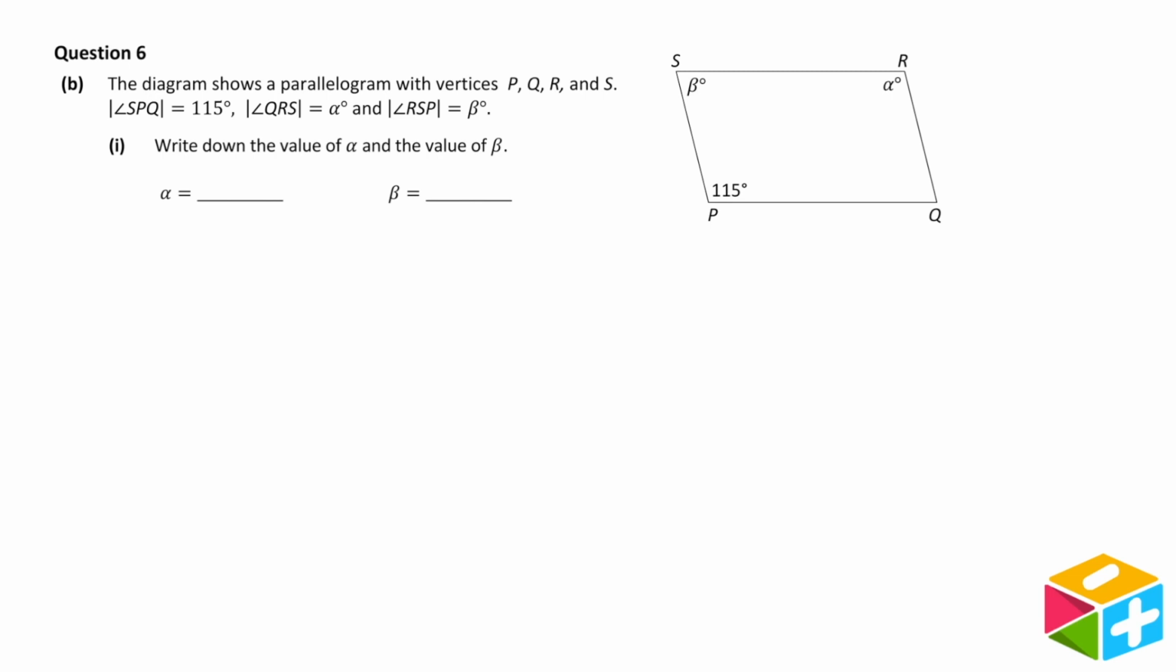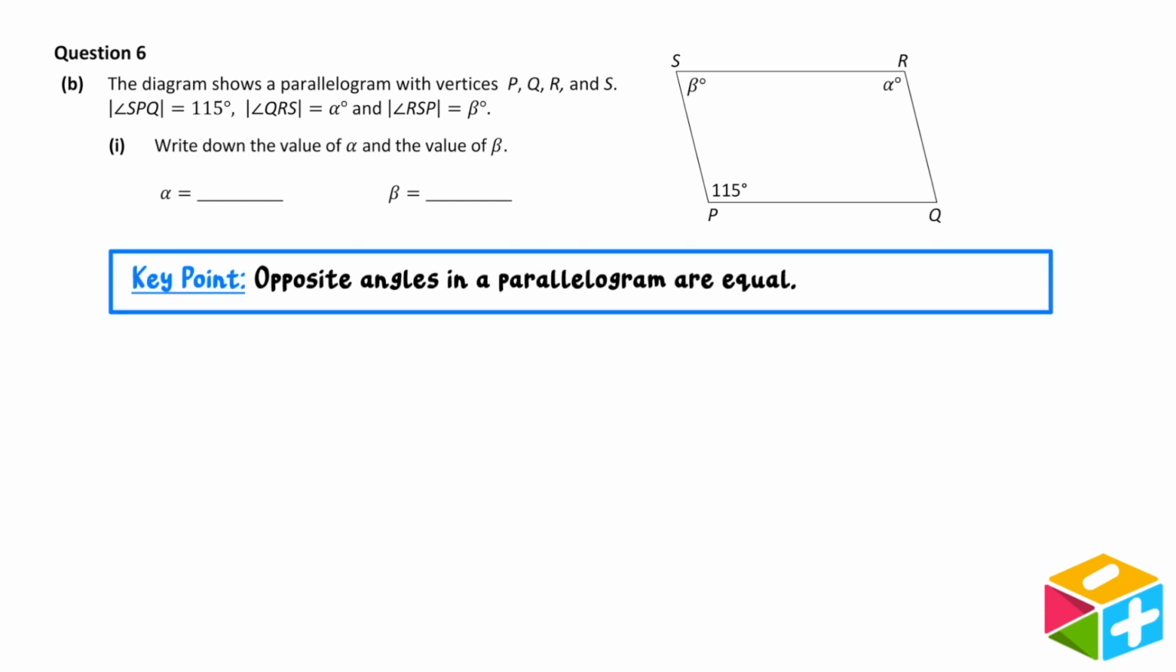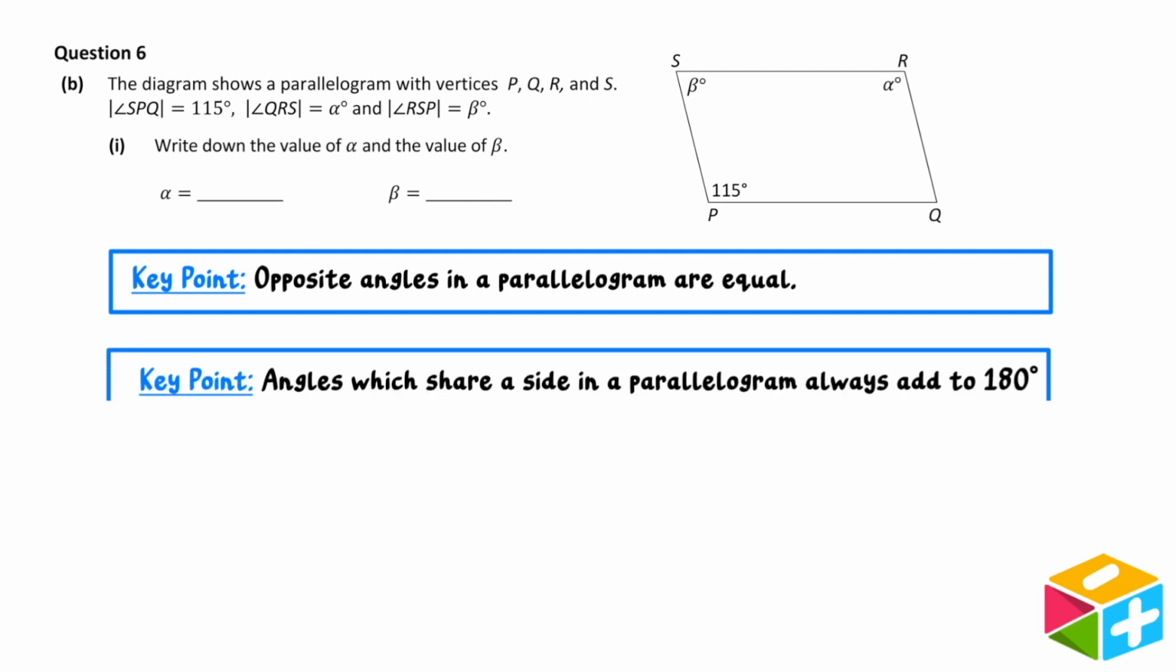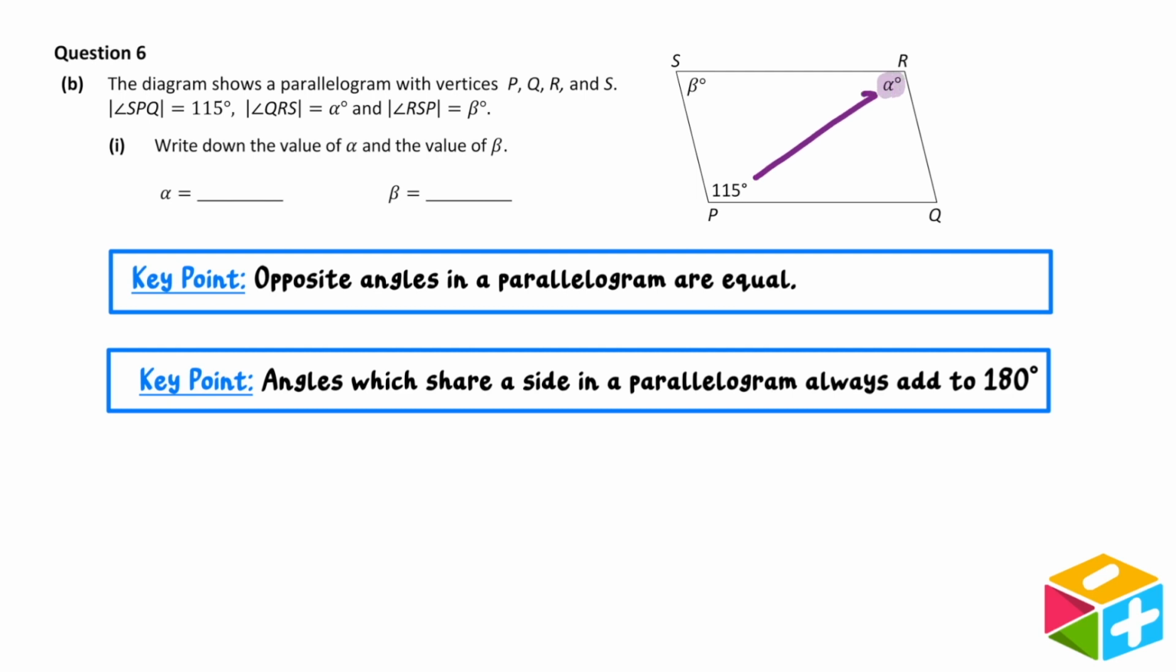To find our angles, alpha and beta, there's 2 key facts we need to know about parallelograms. The first is that opposite angles in a parallelogram are equal. The second is that angles which share a side in a parallelogram always add up to 180 degrees. In our parallelogram, the angle alpha is opposite the angle of 115 degrees. Since opposite angles are equal, this means that alpha will be 115 degrees.